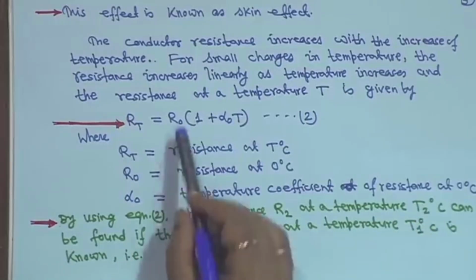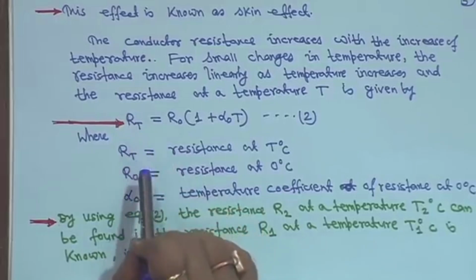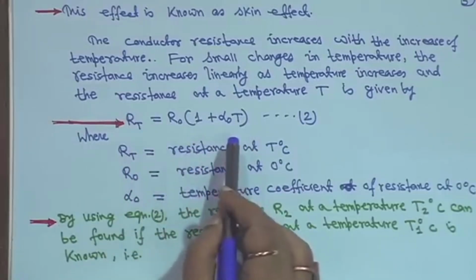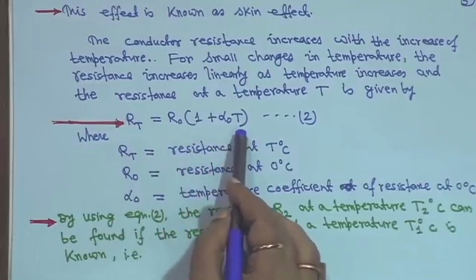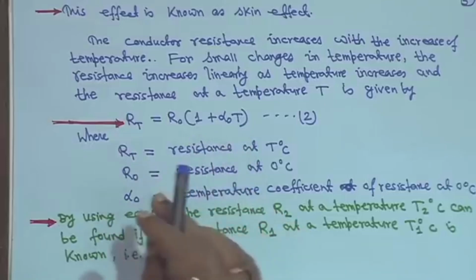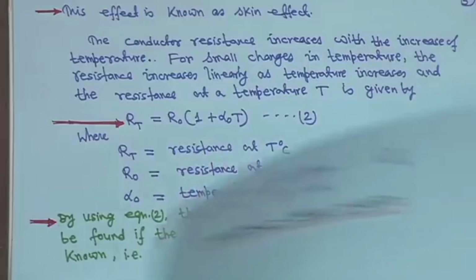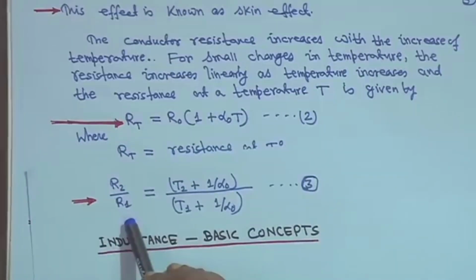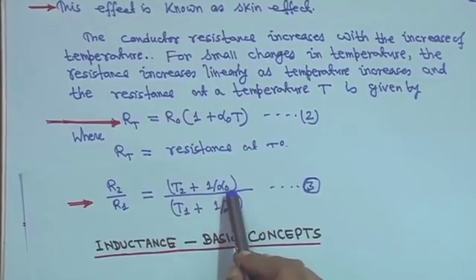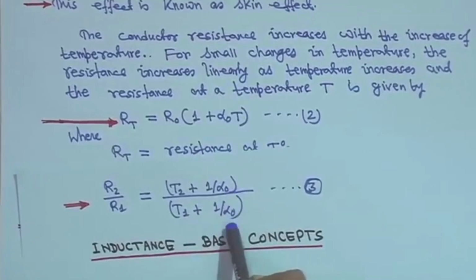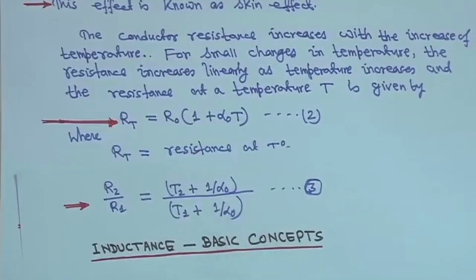From this relation, we will write one equation R2 is equal to R0 (1 plus alpha 0 T2), and another one R1 is equal to R0 (1 plus alpha 0 T1), and if we divide, then you will get R2 upon R1 is equal to (T2 plus 1 upon alpha 0) upon (T1 plus 1 upon alpha 0).